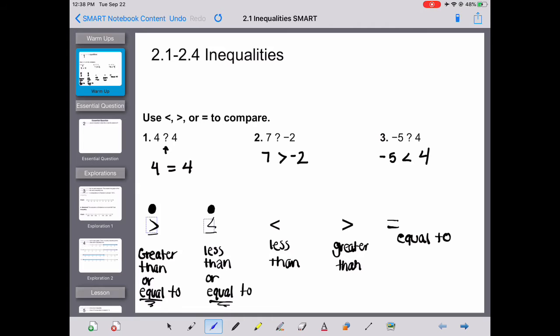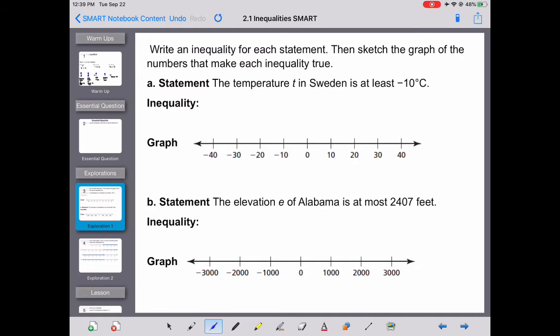When you have a less than or greater than sign, no equal to, we use an open circle that's not shaded in. Think more ink here, more ink inside your circle. Less ink here, no ink inside your circles. So this problem says write an inequality for each statement. Then sketch the graph of the numbers that make each inequality true.